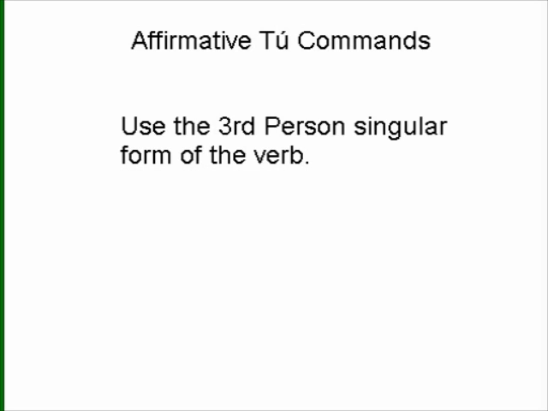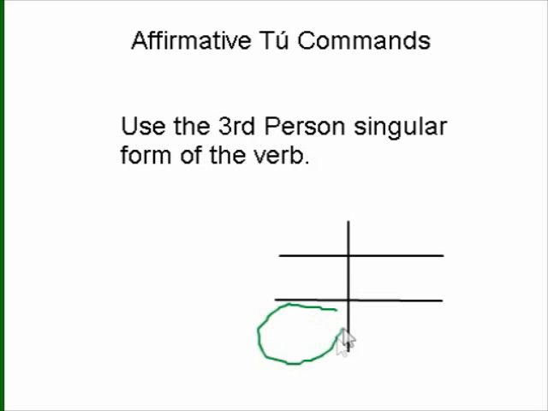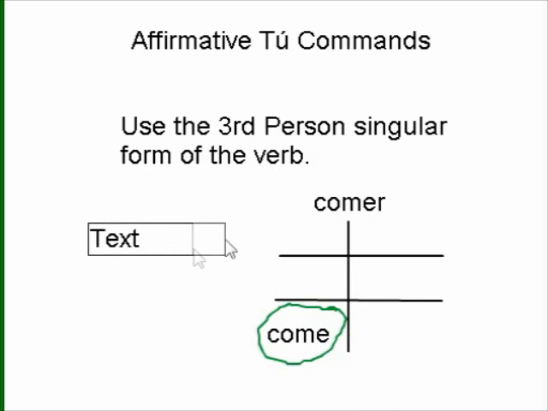Remember again that tú commands can only be used to tell one person at a time what to do. Most affirmative tú commands are pretty simple to form. All we have to do is look at our verb chart and we use the third person singular form of the verb. We know that that's the form that would be found right here on the verb chart. So for instance, if you wanted to tell someone to eat, we'd use the verb comer, and if we looked at our verb chart, the third person singular form we would find right here on the verb chart, and that is come. And that's what we would use for our tú command to tell someone eat.